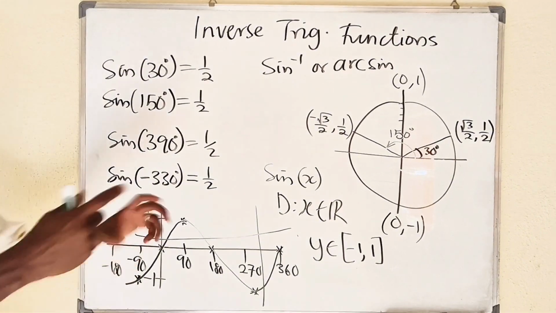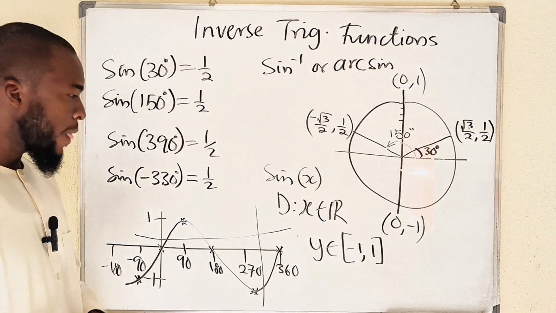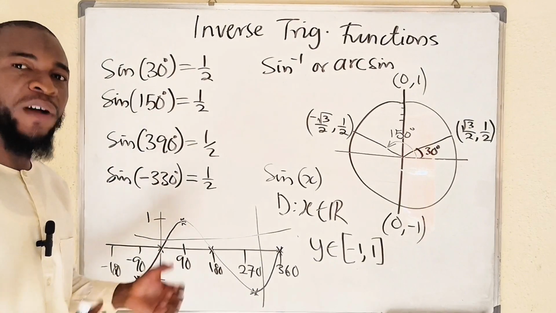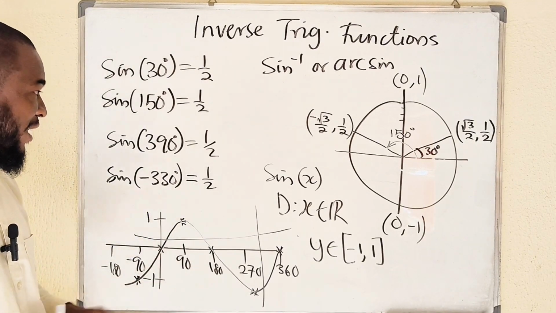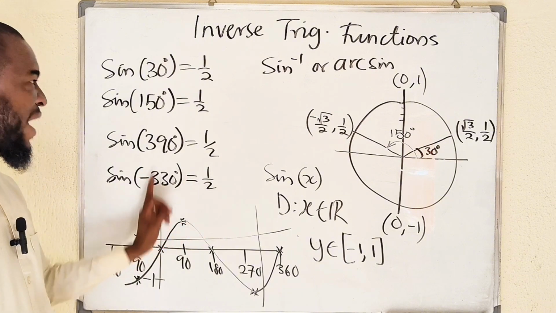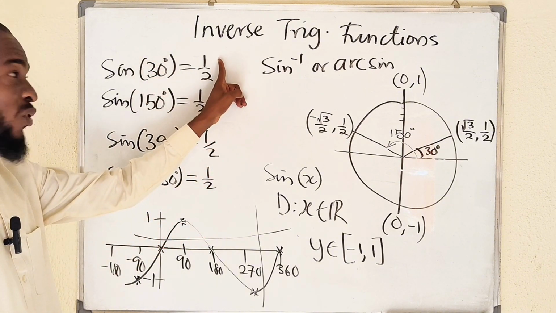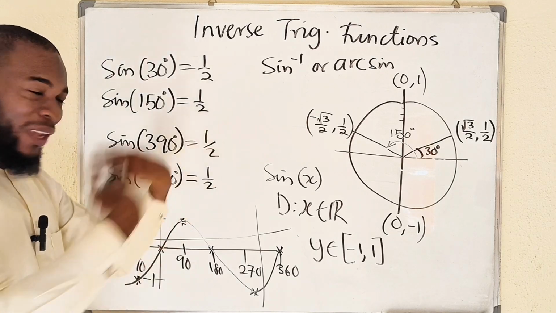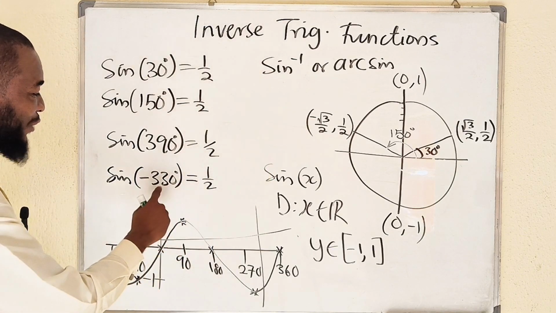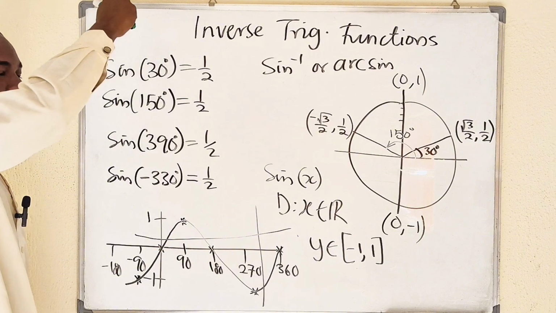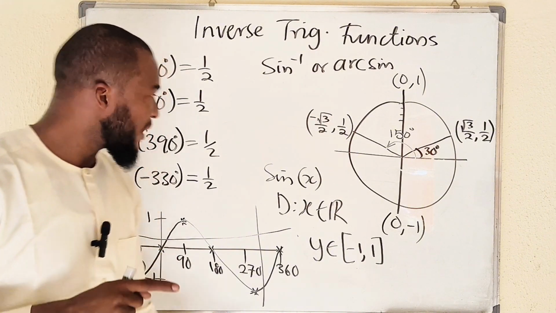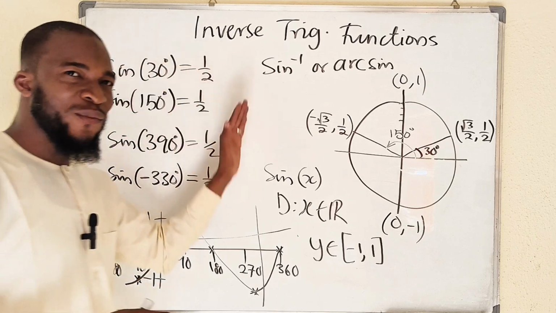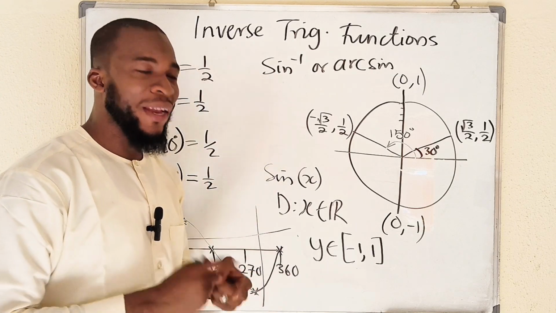I'm trying to sort out something very interesting. So it means that the sine function has no inverse. Yes, it has no inverse because the output gives many inputs. You see, we have the same output, 1 over 2, 1 over 2, 1 over 2. But the output, if plugged into the inverse function, will give many outputs. For it to be a function, the output must give one input, and the input must give one output. That is one-to-one.